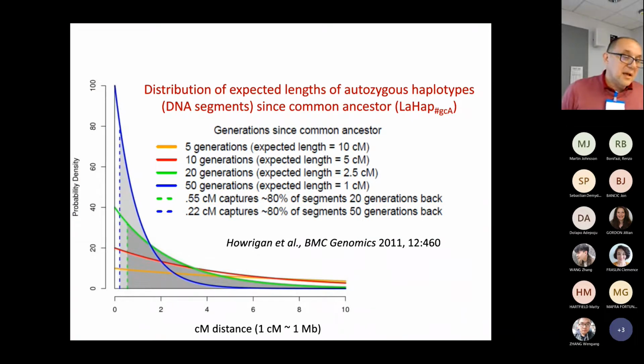There are existing theoretical expectations that say if a run is big, like 10 centimorgans, or if we roughly say 10 centimorgans is equal to 10 megabases, then the expectation is that this segment is derived from an ancestor that is 5 generations back. This is just one example, but there are distributions that make this expectation.